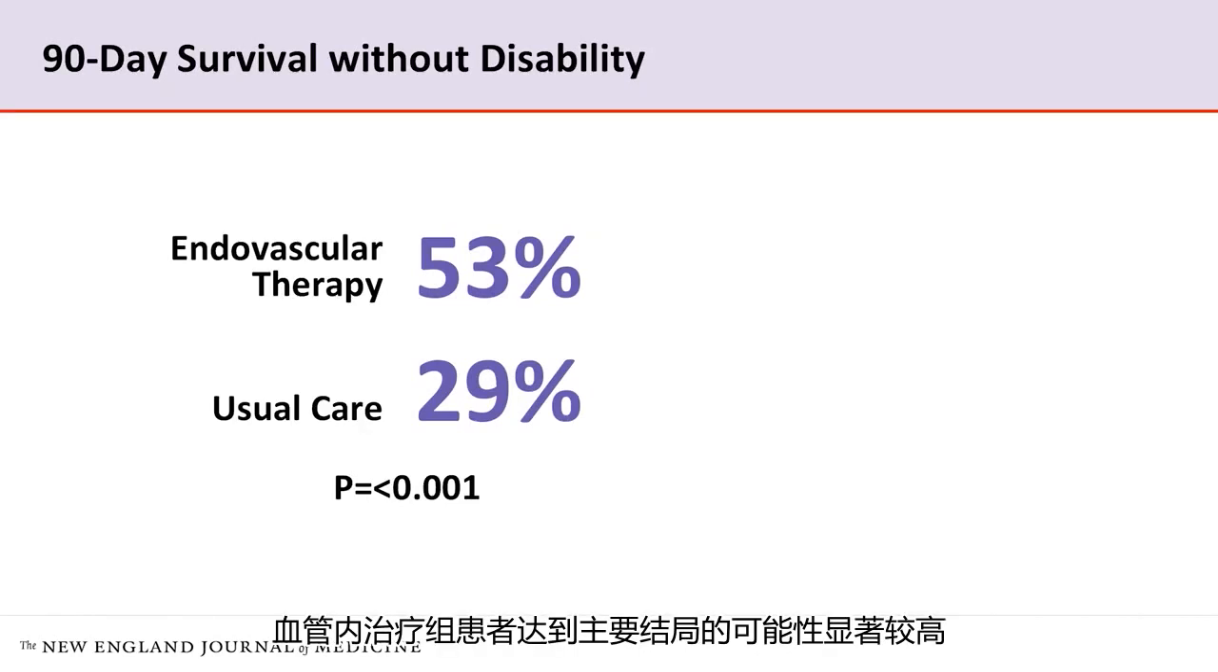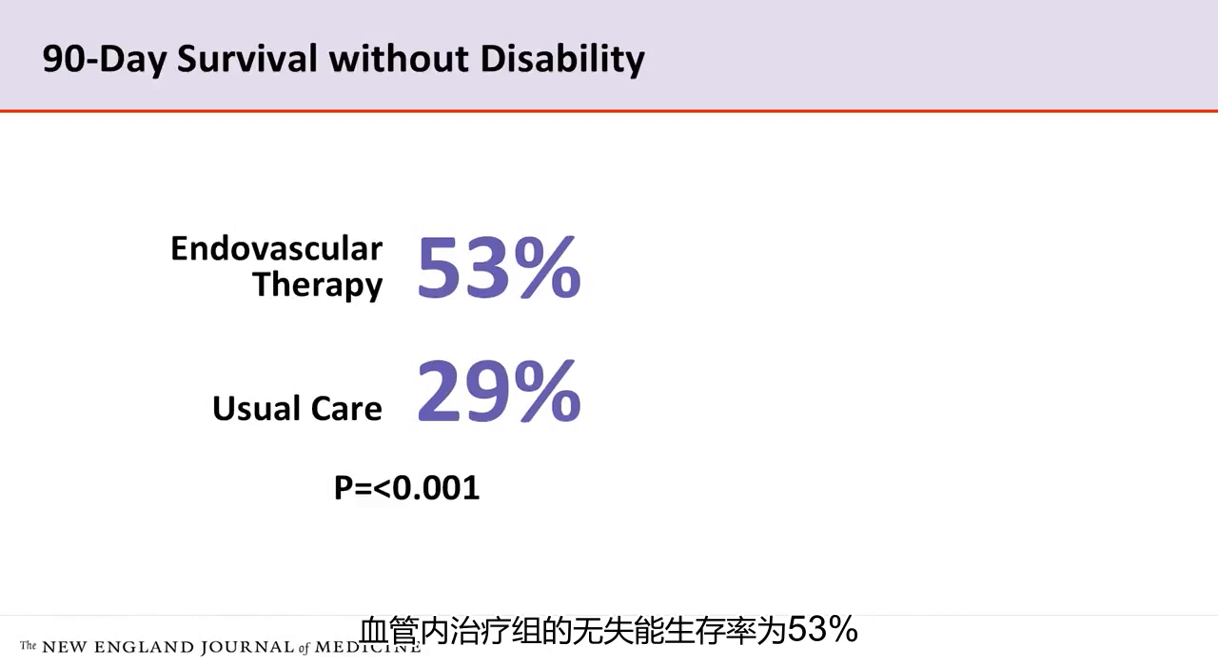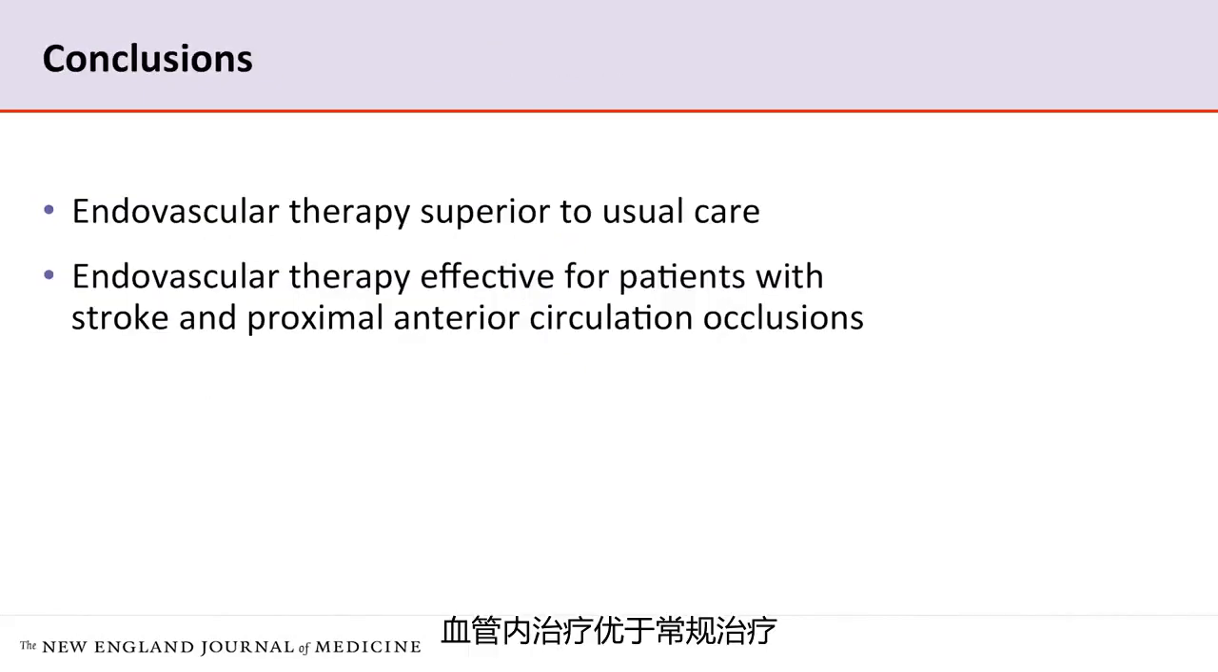Patients randomized to endovascular therapy were significantly more likely to achieve the primary outcome, with 53% surviving without disability in the endovascular therapy group, compared with 29% in the control group. The authors concluded that endovascular therapy is superior to usual care and is an effective treatment for patients with stroke and proximal anterior circulation occlusions.